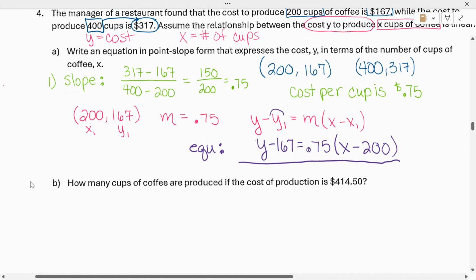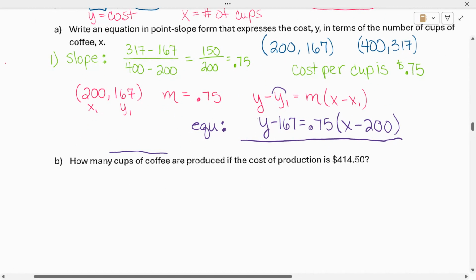You got this. Okay? The second part of this question says, how many cups of coffee? This is asking us how many cups of coffee. This is like saying, what is X? Because remember, X is the number of cups of coffee. What is X when it costs, when Y equals $414.50?